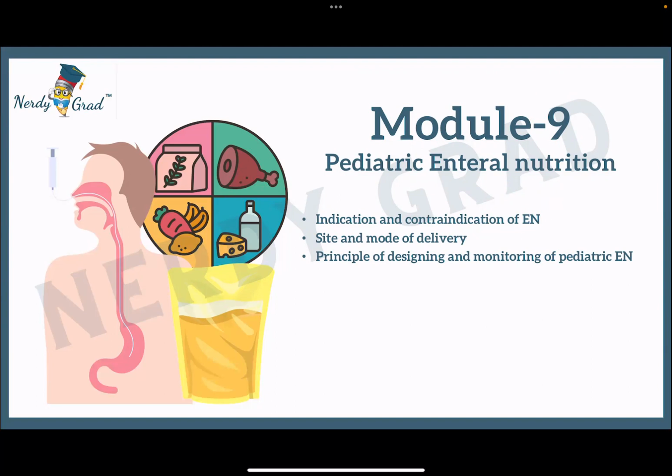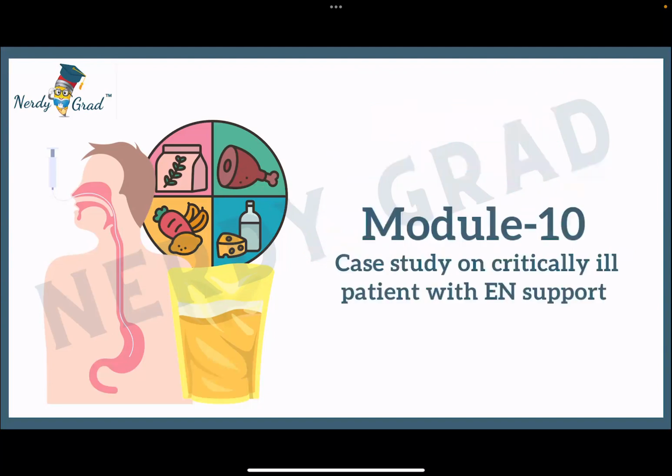site and mode of delivery, principle of designing and monitoring pediatric enteral nutrition.